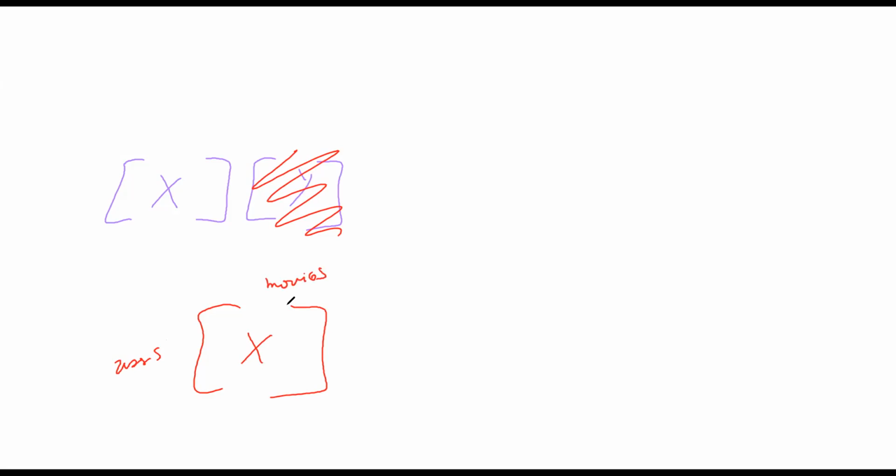Okay, so it's going to be a matrix of users to movies. That means it's going to be a matrix of 620 by, let's say, 9,724. I think that's what it is. Okay, so that's the matrix that we need to create.